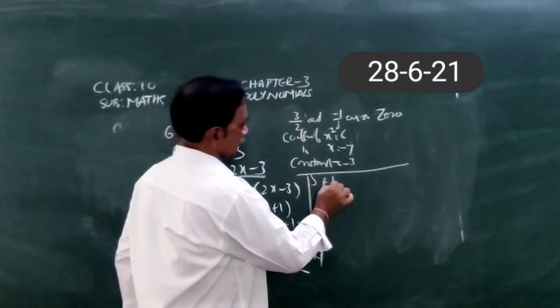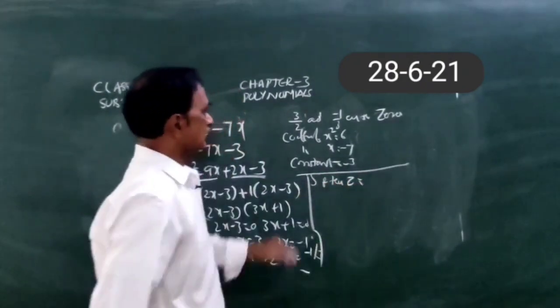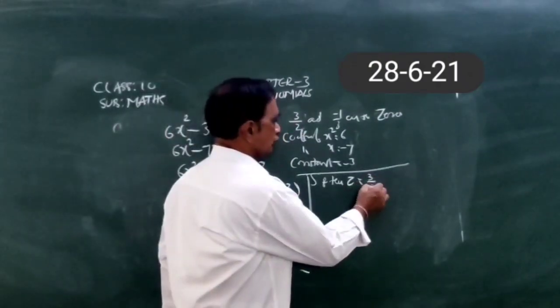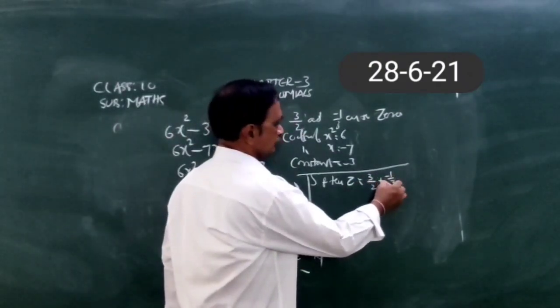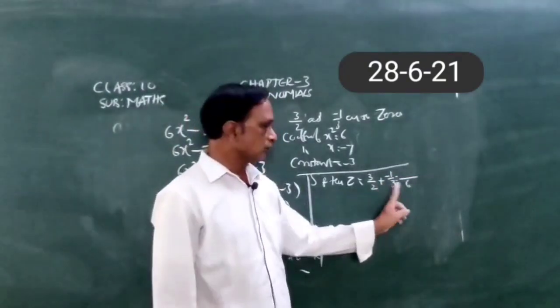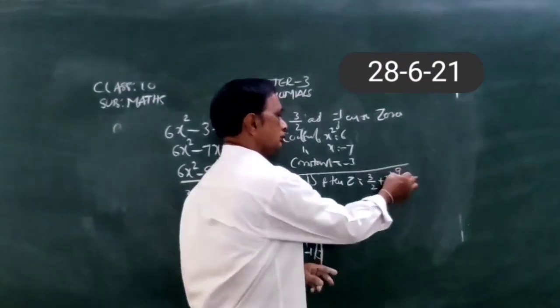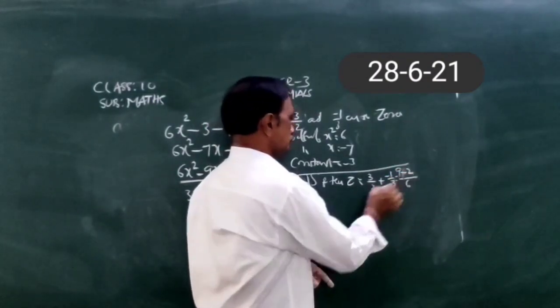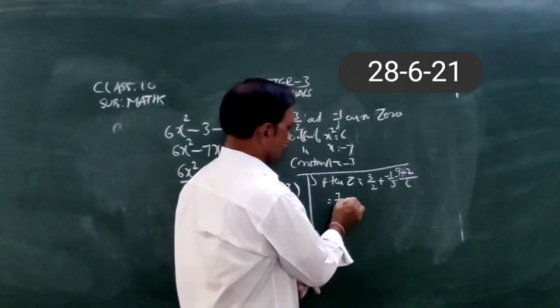Sum of the zeros. What are the zeros here obtained? 3 by 2 and minus 1 by 3. 3 by 2 plus minus 1 by 3. What is the LCM? For 2 and 3, the LCM is 6. 2 3s, 3 3s 9. 3 2s, 2 into minus 1, minus 2. What is the value? 7 by 6.